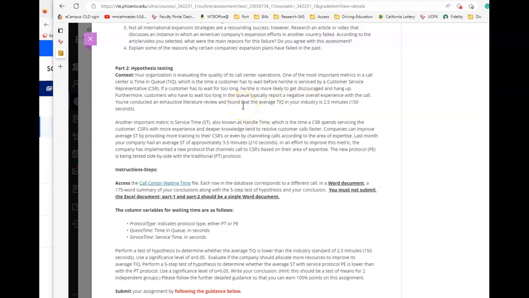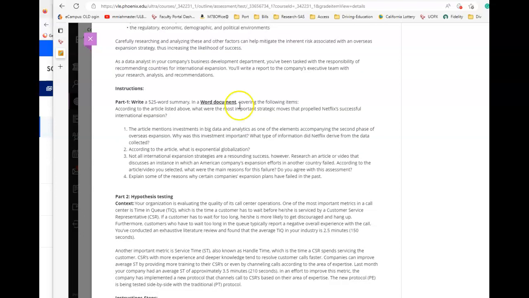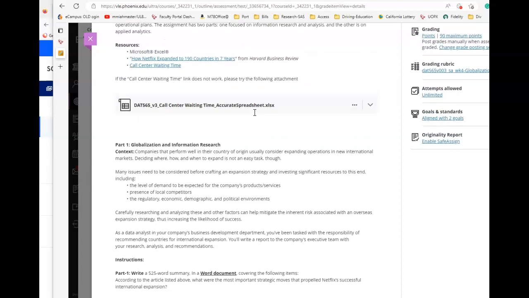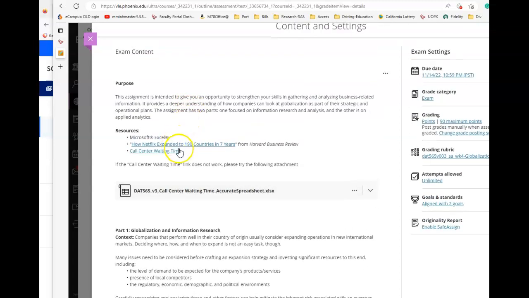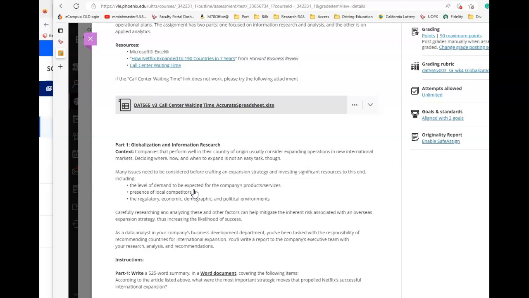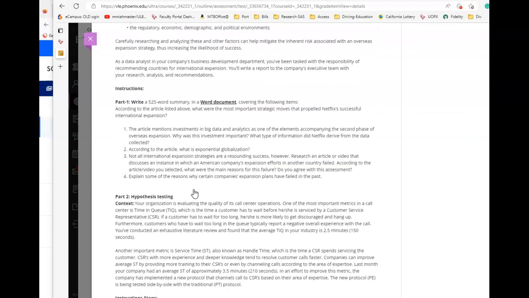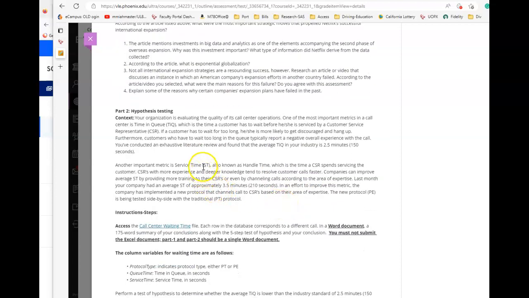Okay, so to do this test, this is the data set that you are going to download. This is the Netflix data set. I also attached this as an Excel page. So I'm going to give you the steps, but I'm going to use a sample data set for it. Now remember, there are two tests. This is the first test I'm going to do, and then I'm going to test for service time also, where I'm going to compare PE with PT, okay?